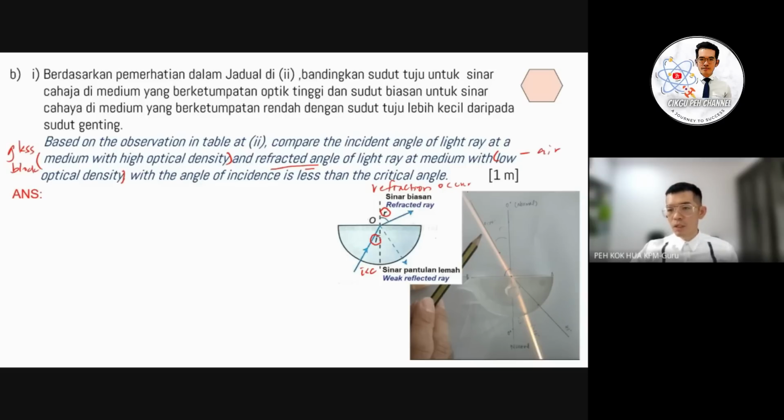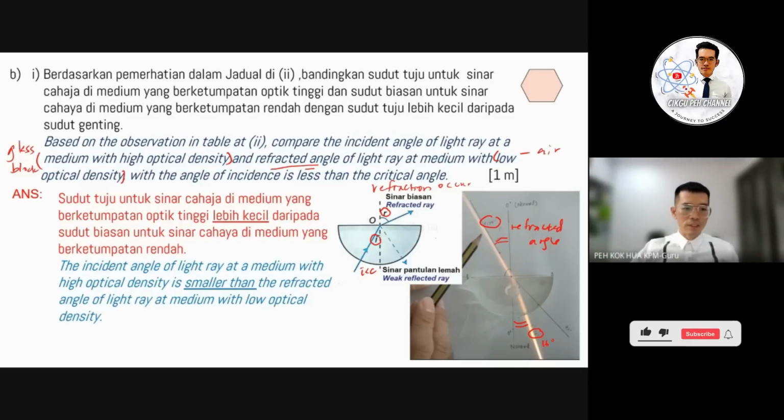And as I mentioned just now, the angle of incident here, which I measured in the experiment and showed you in the simulation, is 16, and your refracted angle here is 24, which is greater than the incident angle. So the answer: the incident angle of the light ray in the denser medium is smaller than the refracted angle in the less dense medium. So the answer is smaller than. So you get 1 mark.